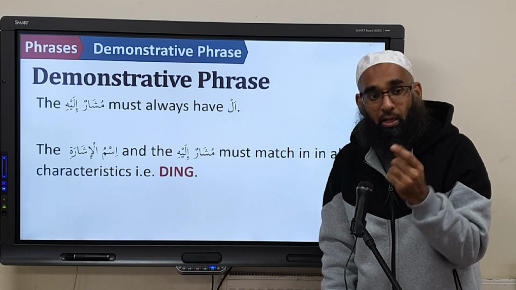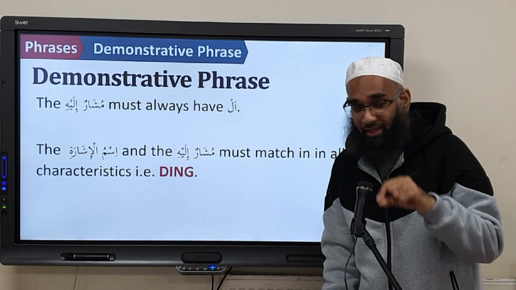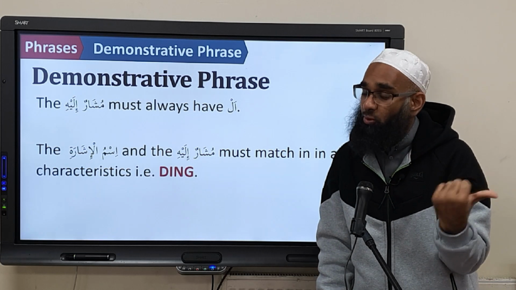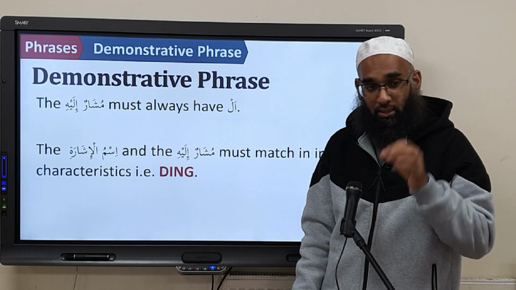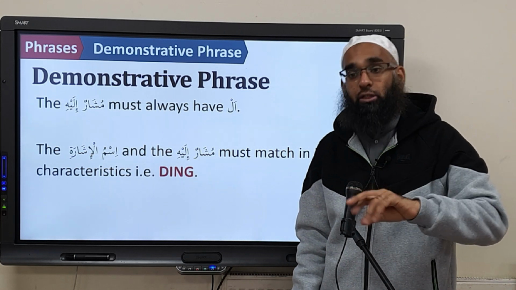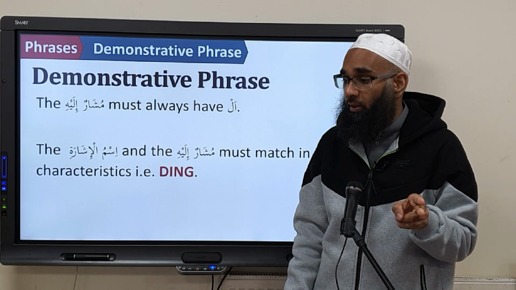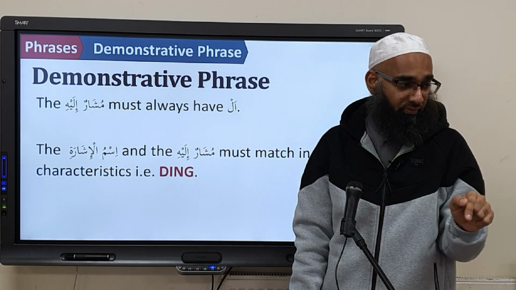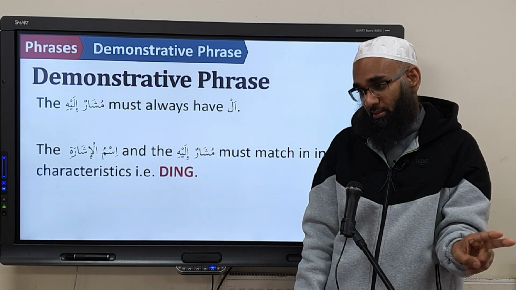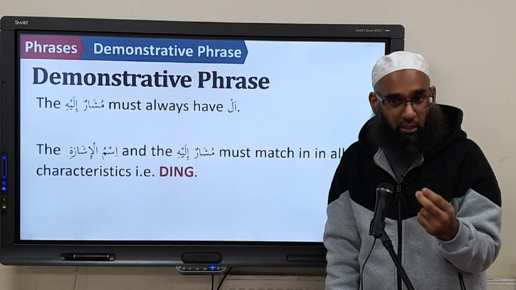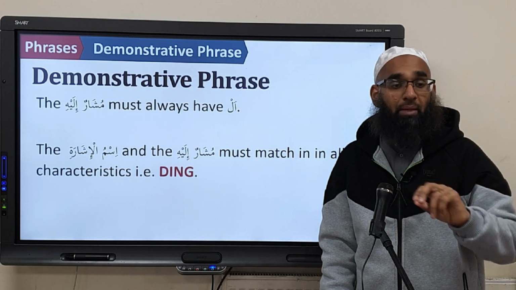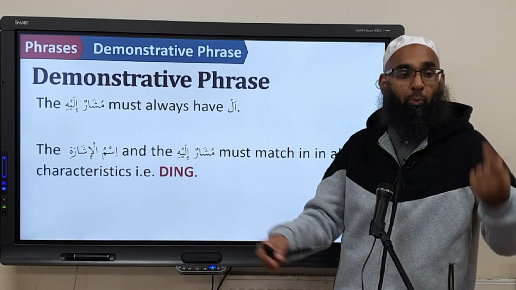So therefore, because the asma'ul ishara are ma'rifah, the musharun ilay must always have alif lam. Okay? If they don't have alif lam, it will be something else. It won't be musharun ilay. So the asma'ul ishara are ma'rifah, and the musharun ilay must have alif lam. And they must also match.